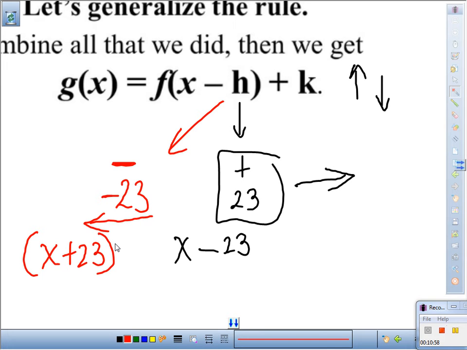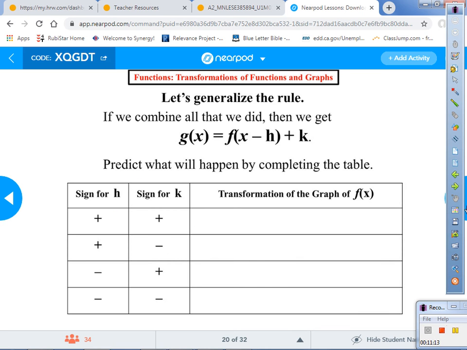Yes? Or some of you are like, Mr. Pure, I just see a positive number and I go to the left. I do the opposite. Fine. Okay? So with that said, here we go.